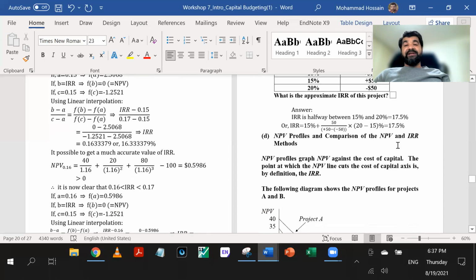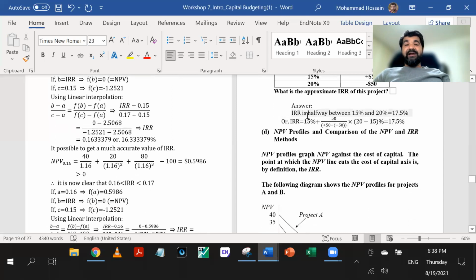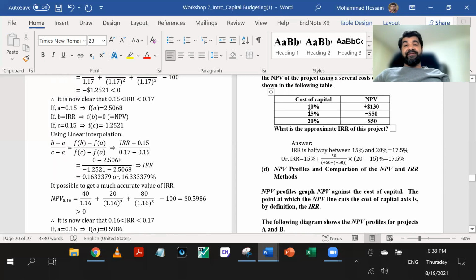So again, the same thing they're doing. The IRR is halfway between 15 and 20, where NPV should be 0. You can see that. Minus and plus, minus 50, plus 50, that's again in the middle, 17.5%.